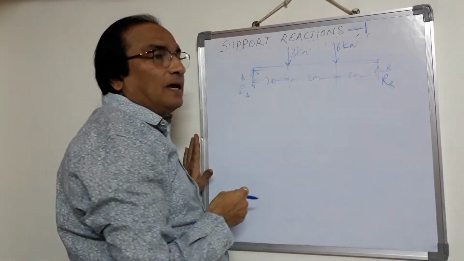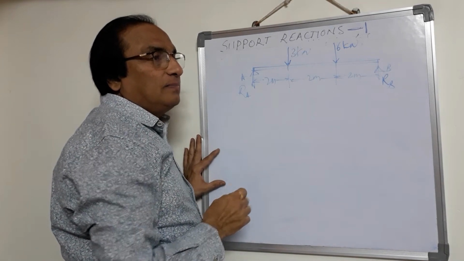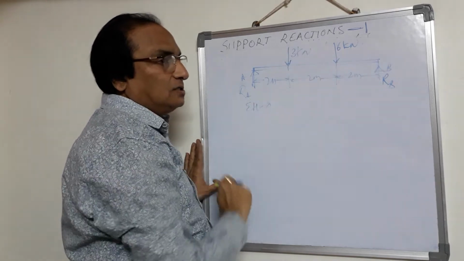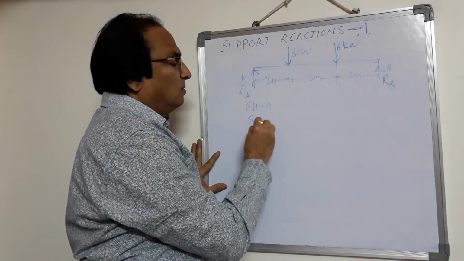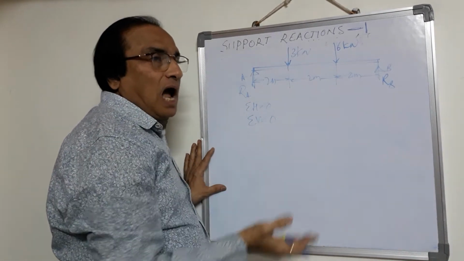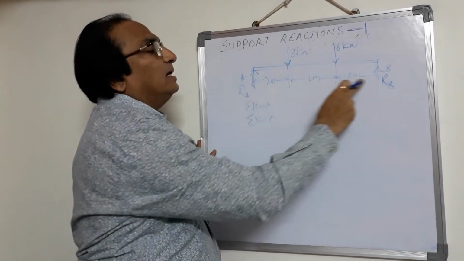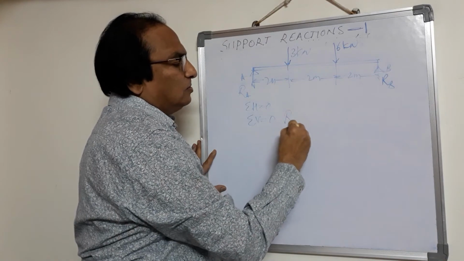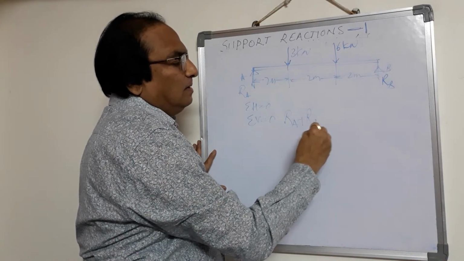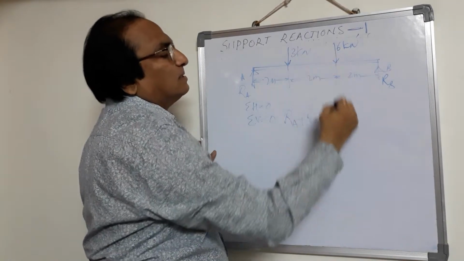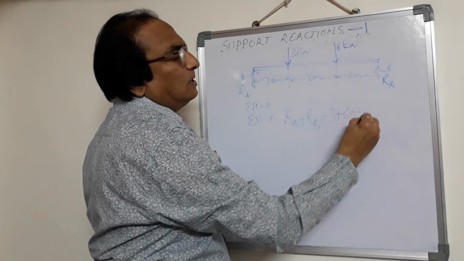If we use the conditions of equilibrium, sigma H is 0. There is no horizontal force acting, it is 0. Sigma V must be equal to 0. That means upward forces must be equal to the downward forces. This Ra and Rb are acting upwards, so Ra plus Rb must be equal to the downward forces. Downward force is 3 plus 6, so this is equal to 9 kilonewton.